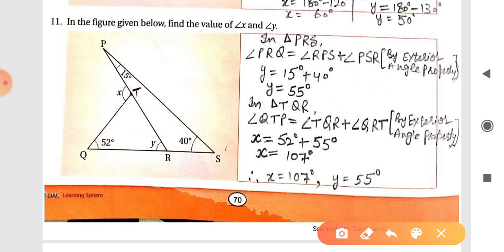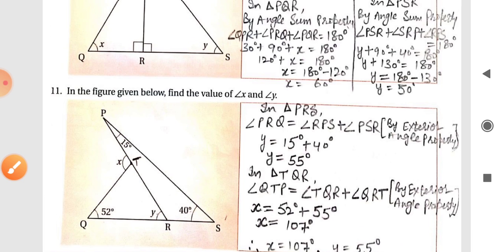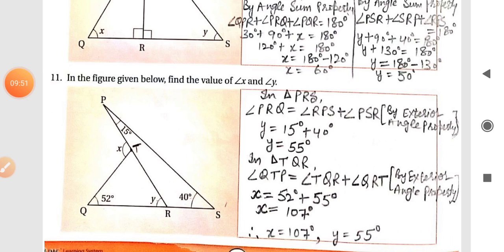Similarly, in triangle TQR, x is its exterior angle. X is the exterior angle, and 52 degrees and y are the interior opposite angles. Then here again we will use the exterior angle property in triangle TQR. By the exterior angle property, we get x is equal to 107 degrees. So we have found the value of x and y. So these are questions of some special triangles. Thank you.